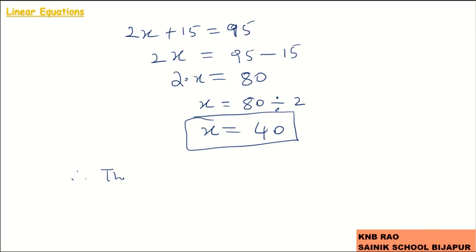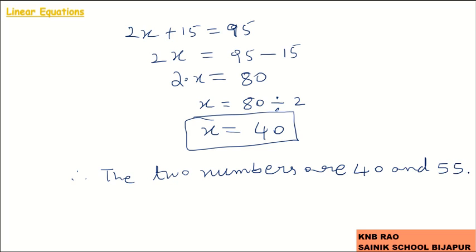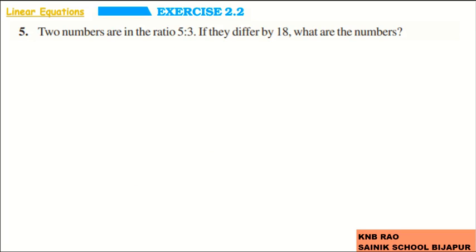Therefore, the two numbers are, one is 40 and another is 15 more than 40, which is 55. So this is how we solve the question. Now coming to question number 5, two numbers are in the ratio 5:3. If they differ by 18, what are the numbers?